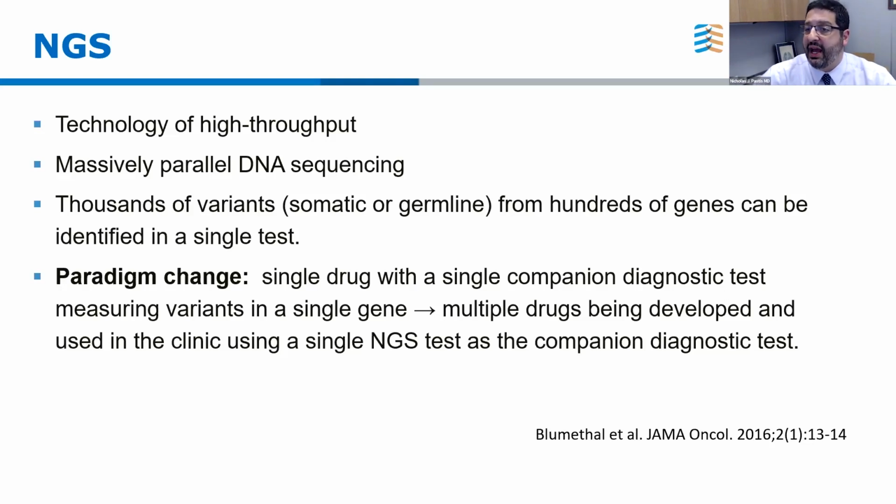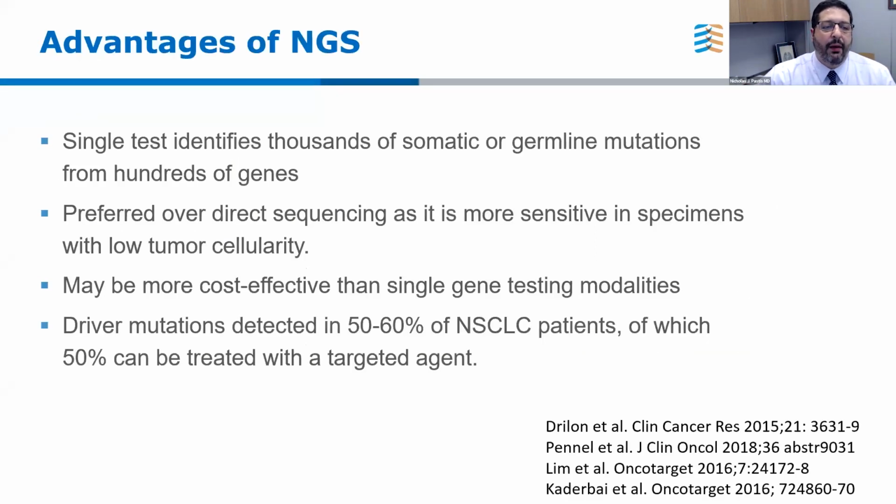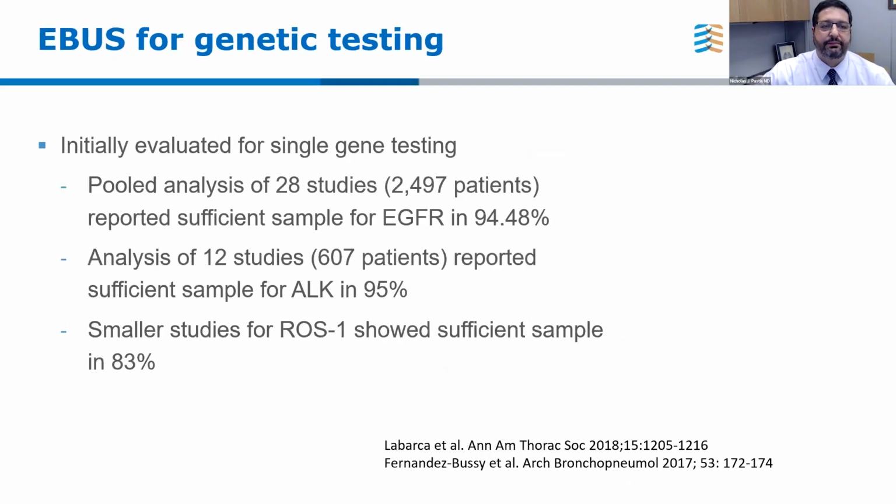Many times this can be done in-house. There's also send-out tests. There's different assays with different cell requirements, but it's a very powerful tool. And it can be more sensitive in specimens with low tumor cellularity because of the parallel sequencing technique. It can be more cost-effective as one test versus multiple tests in traditional Sanger sequencing and traditional FISH, doing multiple of those versus one test. And then driver mutations can be detected about half the time in non-small cell, and then about half of those can be treated with targeted therapy.